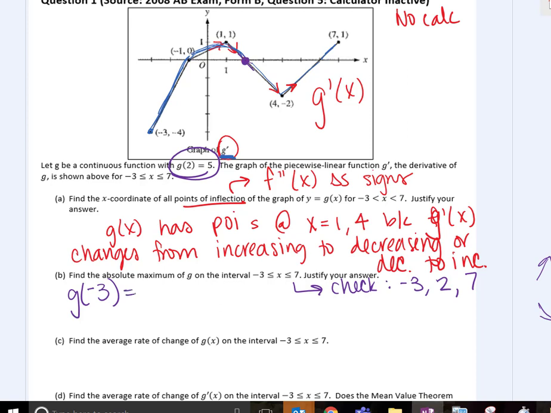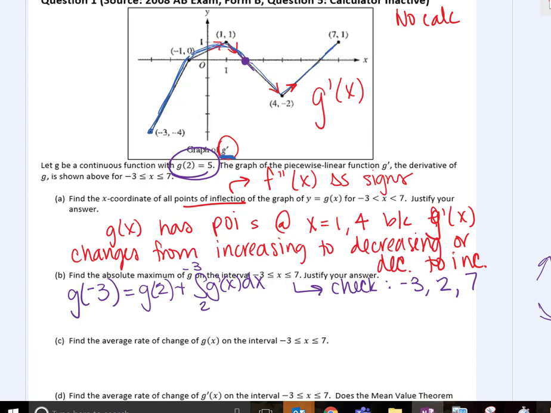So we know we're checking g of -3. That is going to be, we're going to say g of 2, because that's what we're given, plus the integral from 2 to -3 of g prime of x dx.